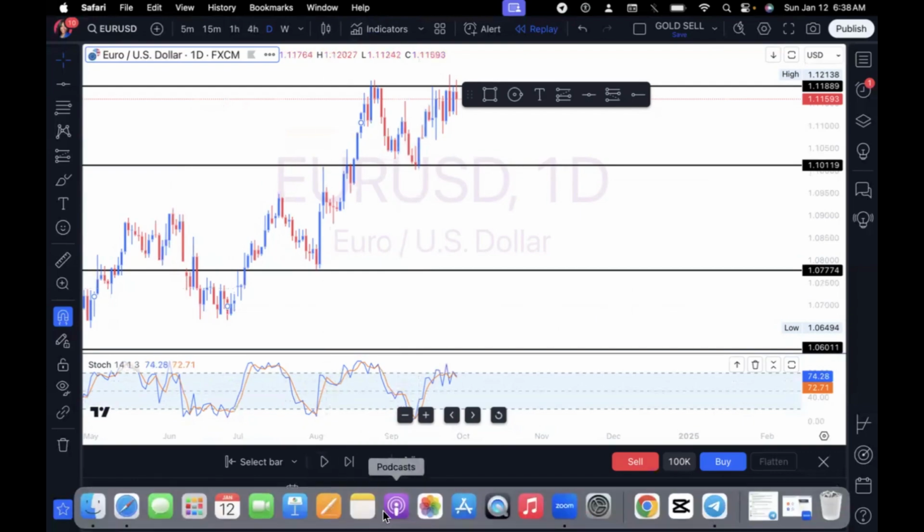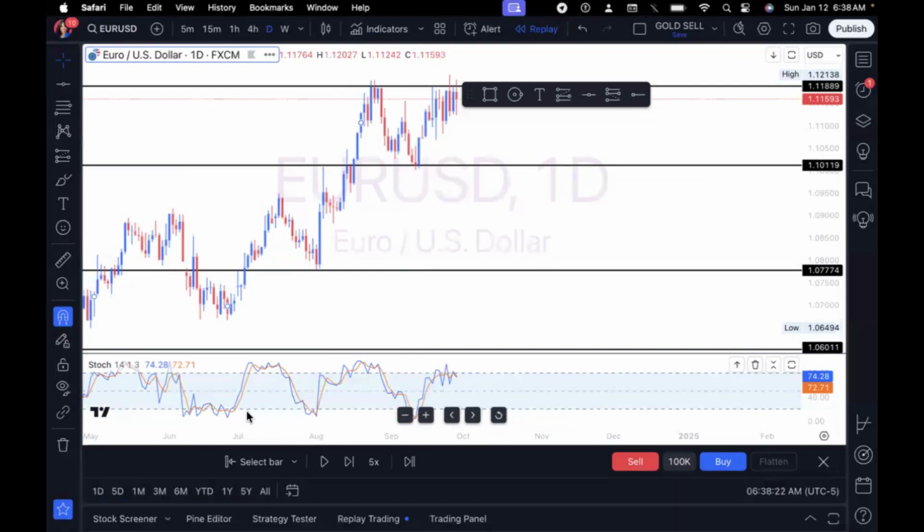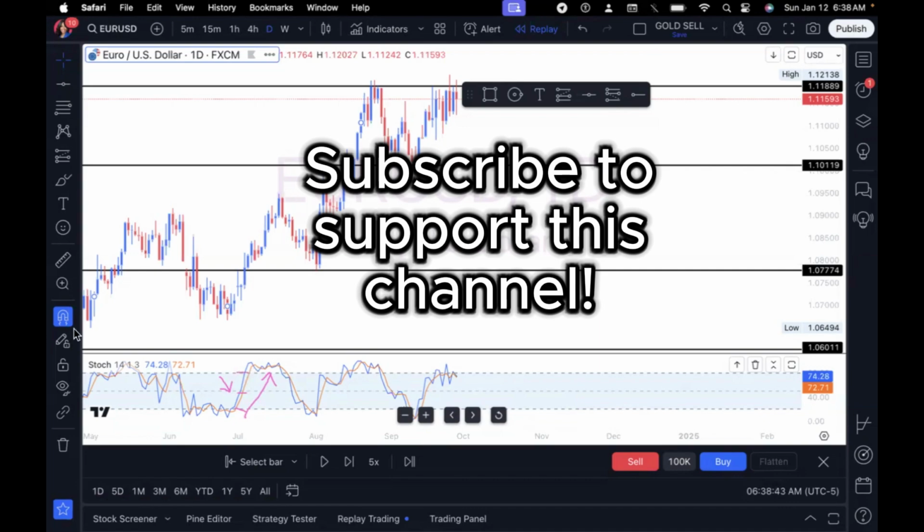Now, what you'll notice is that when the stochastic is facing up, there's two lines here. When the blue line is above the orange line, that is a buying confirmation for me. I also look for the stochastic to be crossed above any one of these lines.